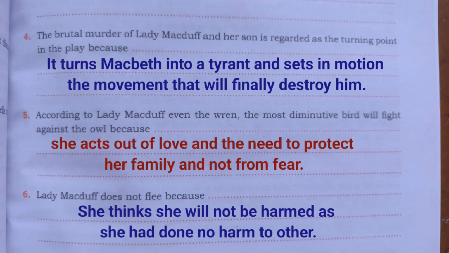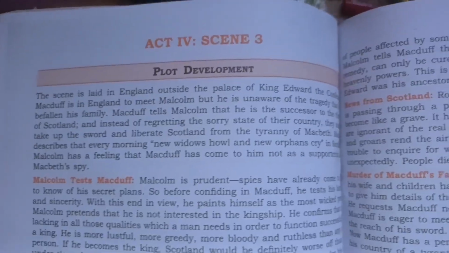Number 5, according to Lady Macduff, even the wren, the most diminutive bird, will fight against the owl because she acts out of love and the need to protect her family and not from fear. Number 6, Lady Macduff does not flee because she thinks she will not be harmed as she had done no harm to others.